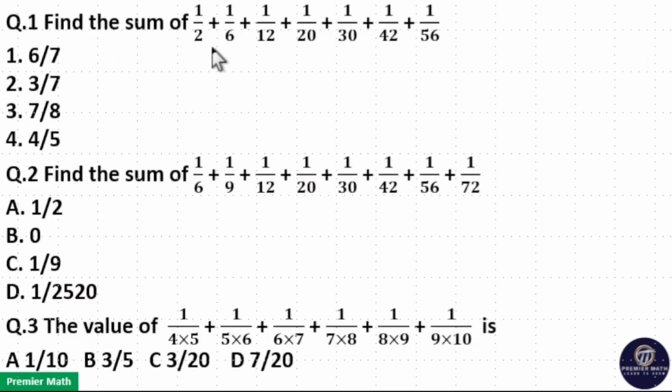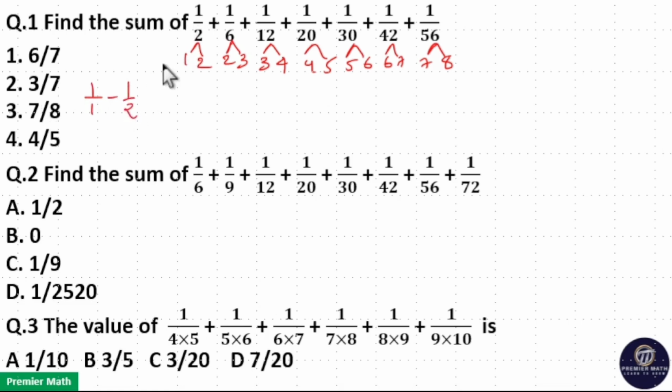Find the sum of the following fractions. Here if you look at the denominators, 2 I can write as 1 into 2, 6 is 2 into 3, 12 is 3 into 4, 20 is 4 into 5, 30 is 5 into 6, 42 is 6 into 7 and 56 is 7 into 8. That is, if you look at this, 1, 2, 2, 3, 3, 4, 4, 5 and so on. And 1 by 2, I can write it as 1 minus 1 by 2.